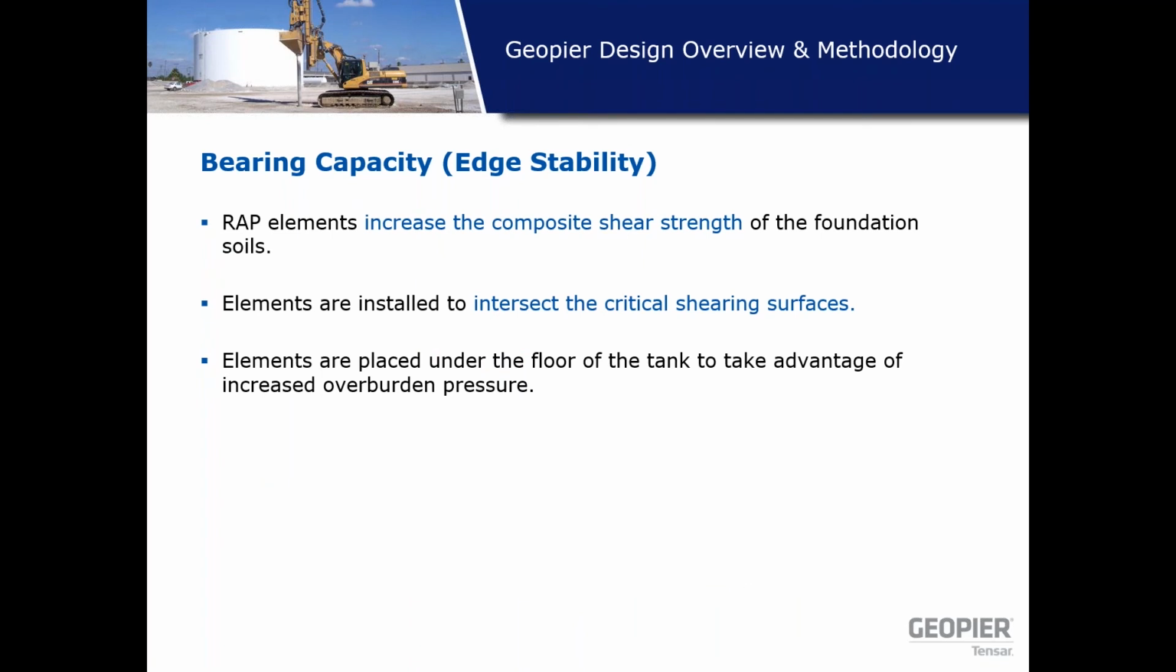So what can we do to improve the edge stability? We can install RAP elements to increase the composite shear strength parameter values and take advantage. These elements are generally installed under the footprint of the tank to take advantage of the increase in the overburden pressure.